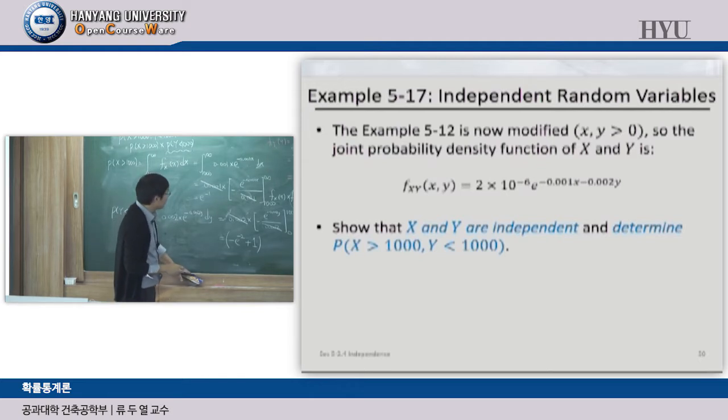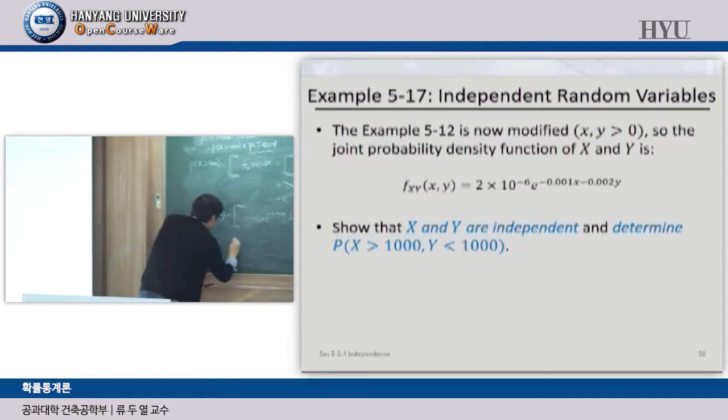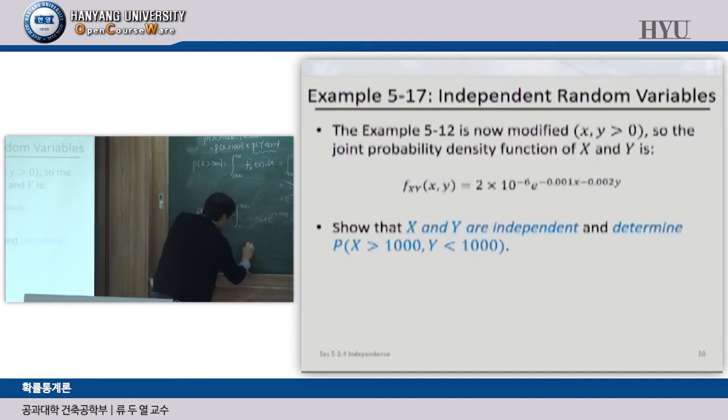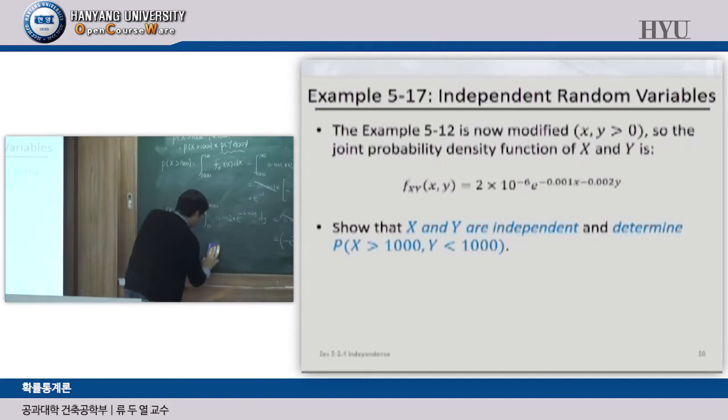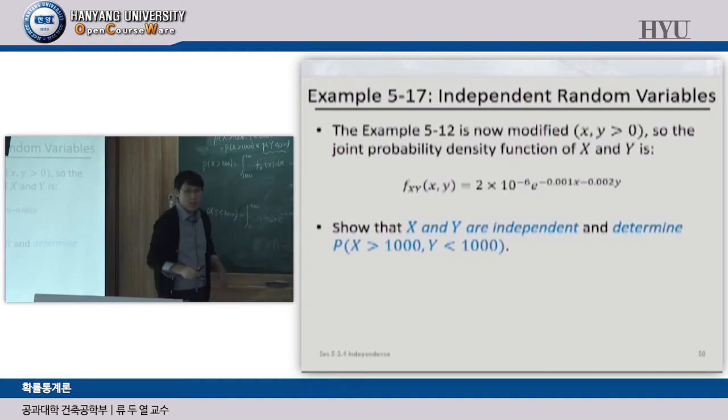Okay? So, the final answer is exponential minus 1 times 1 minus exponential minus 2. And if we use the scientific calculator, that is equal to 0.318. Okay?